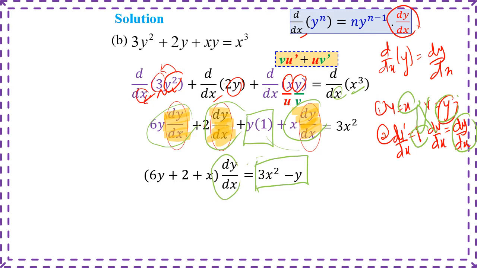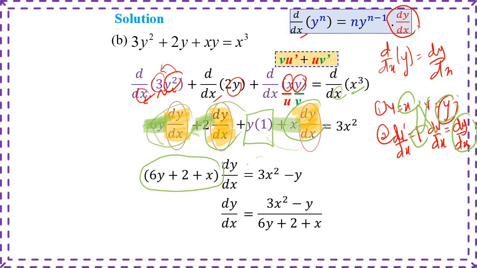And then everything with dy/dx, we can factorize out dy/dx. So the coefficient is 6y plus 2 plus x, all multiplied by dy/dx, equal to 3x squared minus y. So to have dy/dx as the answer, we have to divide everything by the coefficient here. So dy/dx is equal to 3x squared minus y divided by 6y plus 2 plus x.